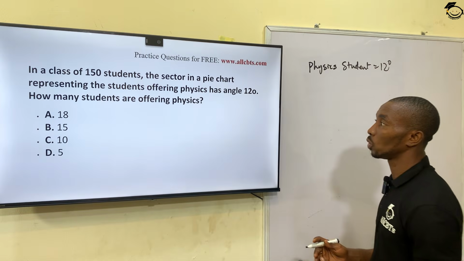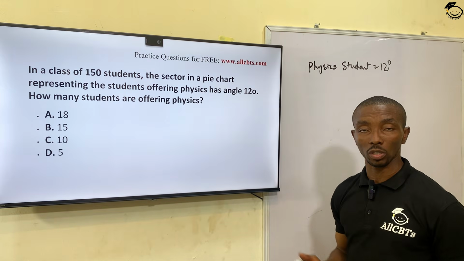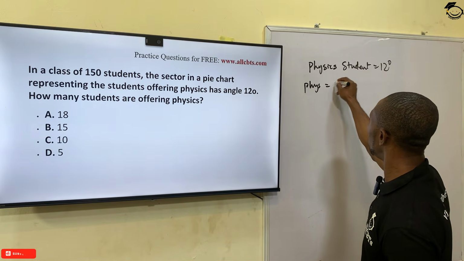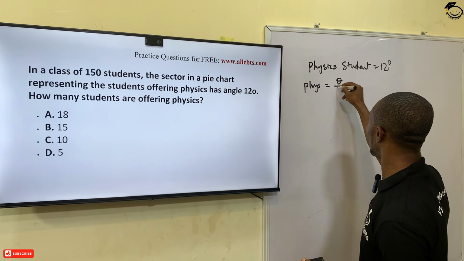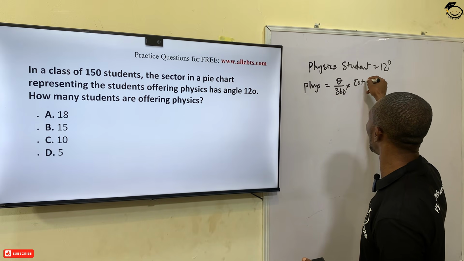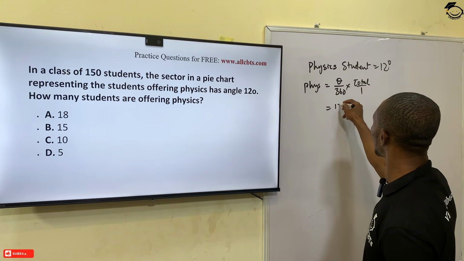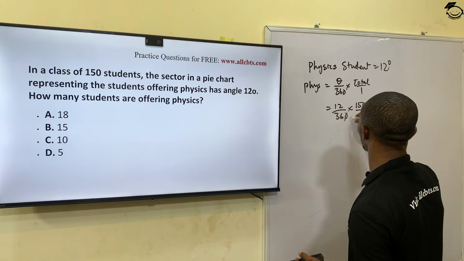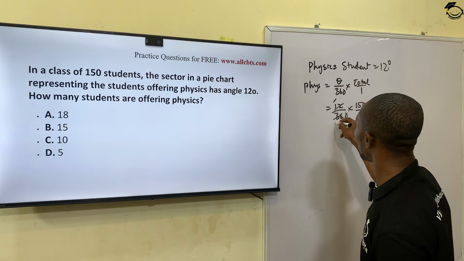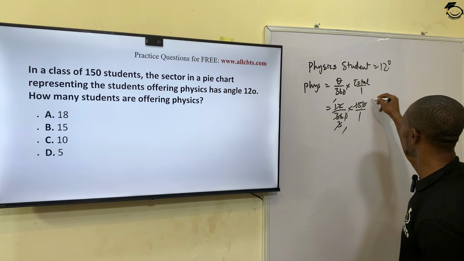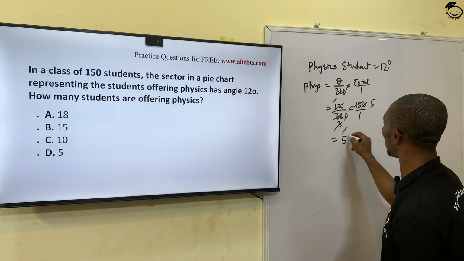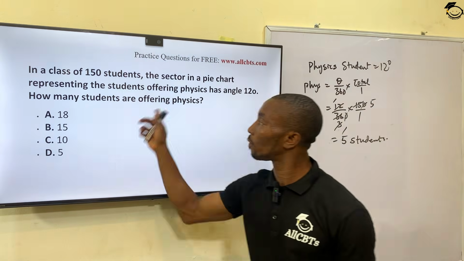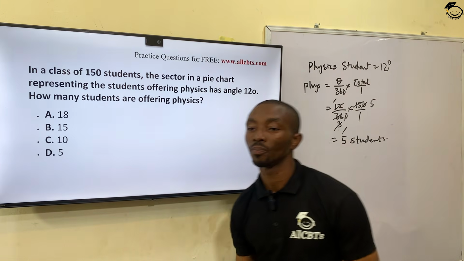Now for our pie chart, we know that it sums up to a total of 360 degrees. All right, so physics would be theta over 360 times the total number of students. So this gives us 12 over 360 times the total number of students, which is 150. So 0 cancels 0, 12 into 12 is 1, 12 into 36 is 3, 3 into 3 is 1, 3 into 15 is 5. So therefore, the number of students is 5. So only 5 students were offering physics in this case.